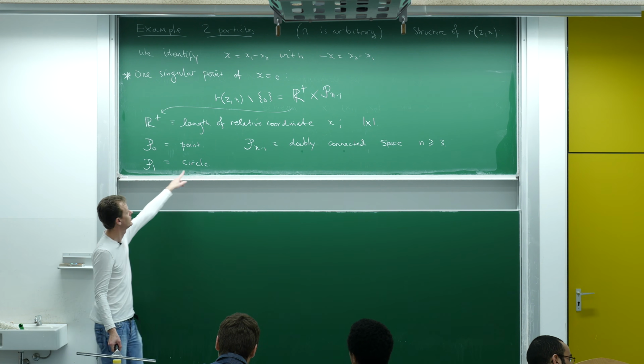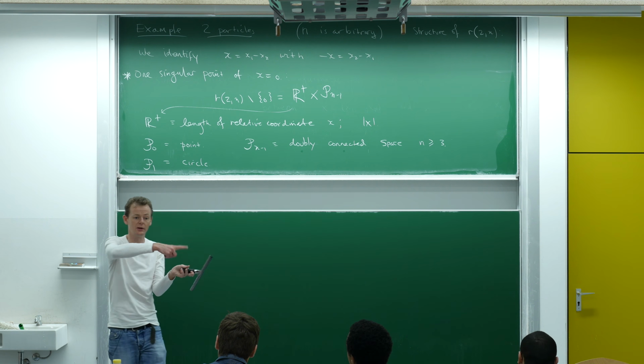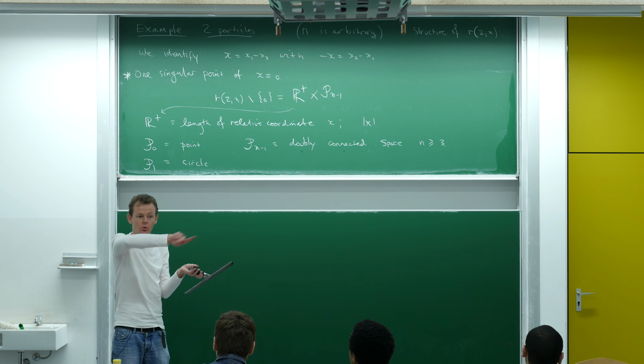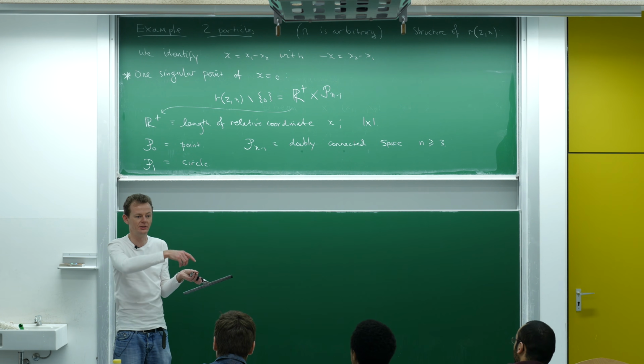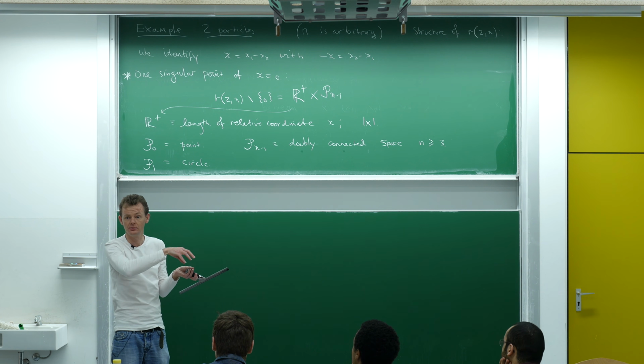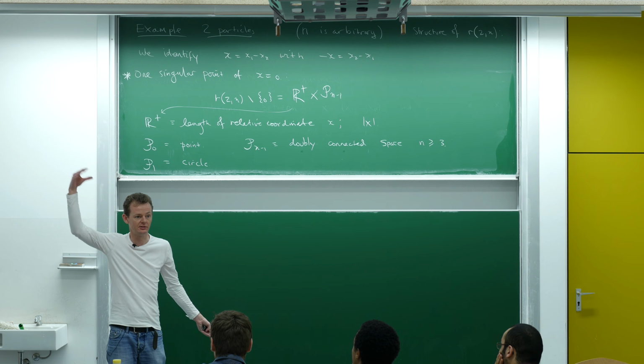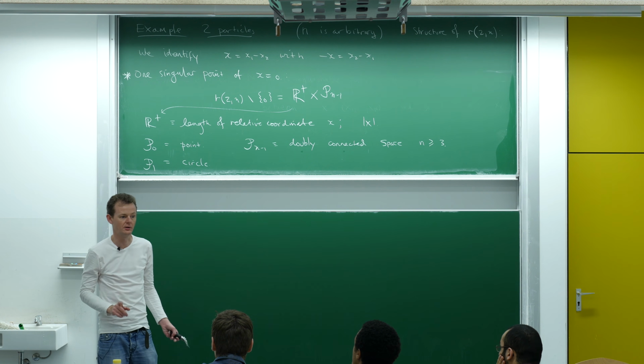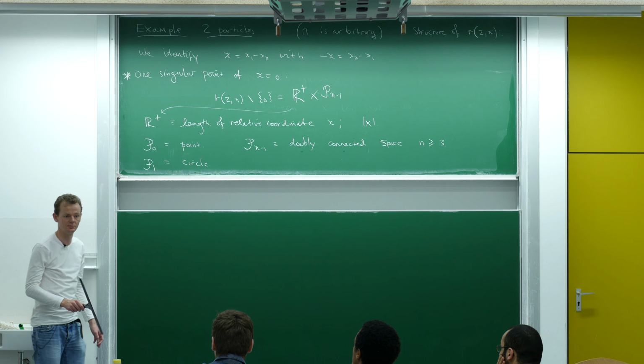And you can see that the circle doesn't have that property. If you go around the circle once, you cannot contract that to a point. If you go through it twice, you cannot contract it to a point. If you go through it 3 times, you cannot contract it. They're all just different. They're homotopically different trajectories through the configuration space.